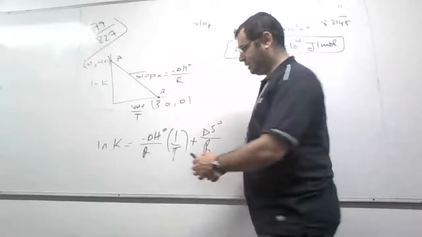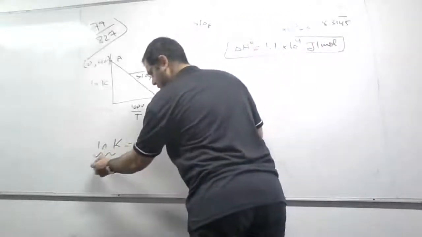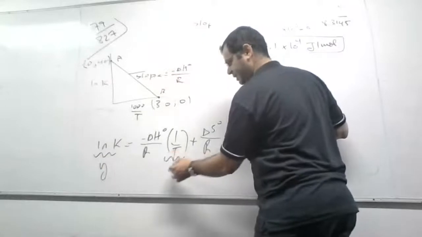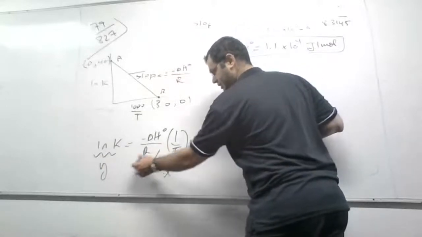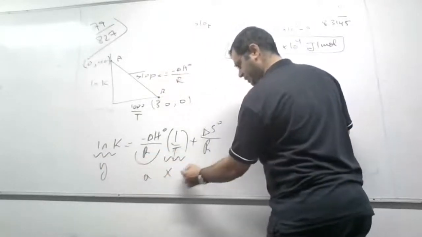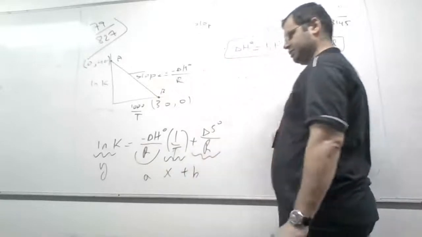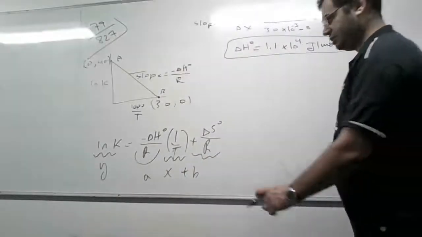Okay, imagine you have ln k as y and 1 over T is x, right? And this is the slope A, this is B, the y-intercept.